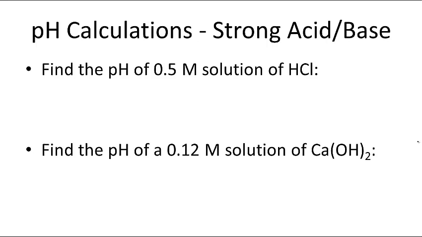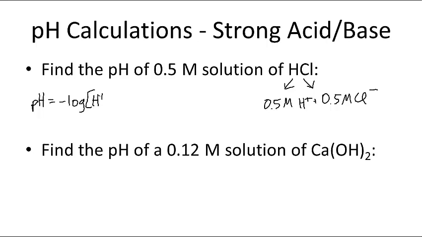It's exactly the same as the concentration of HCl, because if I dissolve 0.5 moles of HCl in a liter, then that's going to make 0.5 moles H+ and 0.5 molar Cl minus. So to find the pH, it's going to be the negative log of the concentration of H+, which means the negative log of 0.5.